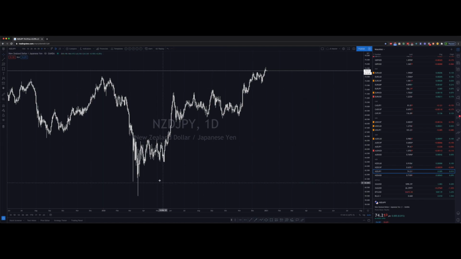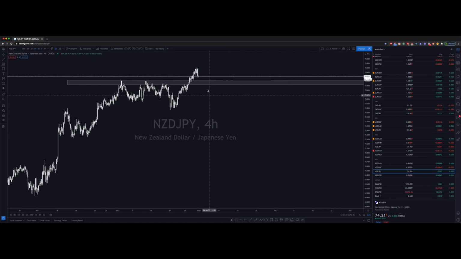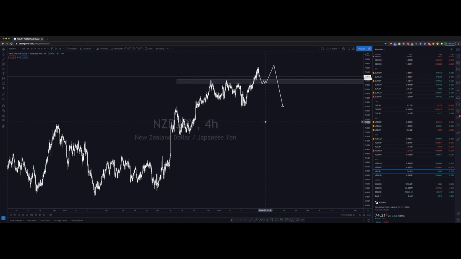NZDJPY, same thing, higher highs, higher lows being formed on the daily. We had this kind of level broken here, so maybe on the lower time frames that might be a potential setup, but again, it's not really 100% clear because it wasn't really that big impulsive move that we like to see. So we might see price come back down to the level, bounce around a bit, and then move higher, or might move lower. Who knows? It's not really impulsive and clear enough for me.